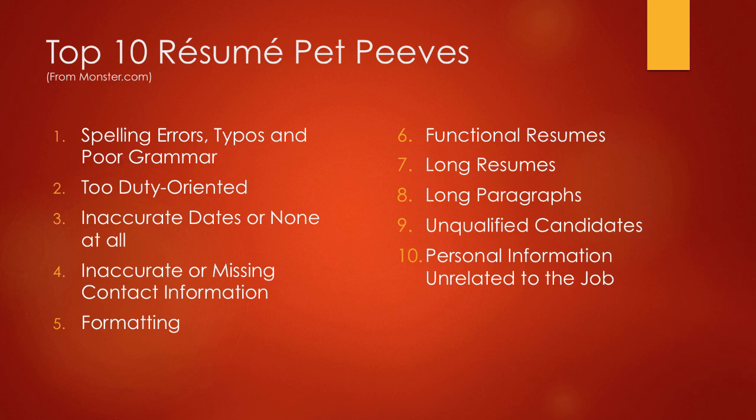Okay. Number 2, it can become too duty oriented. And that is sort of what I was hinting at the beginning, where you just give a laundry list of stuff that you did without talking about skills that you gained or accomplishments. Nobody wants to read a laundry list of stuff that you've done. Number 3, inaccurate dates or no dates at all.